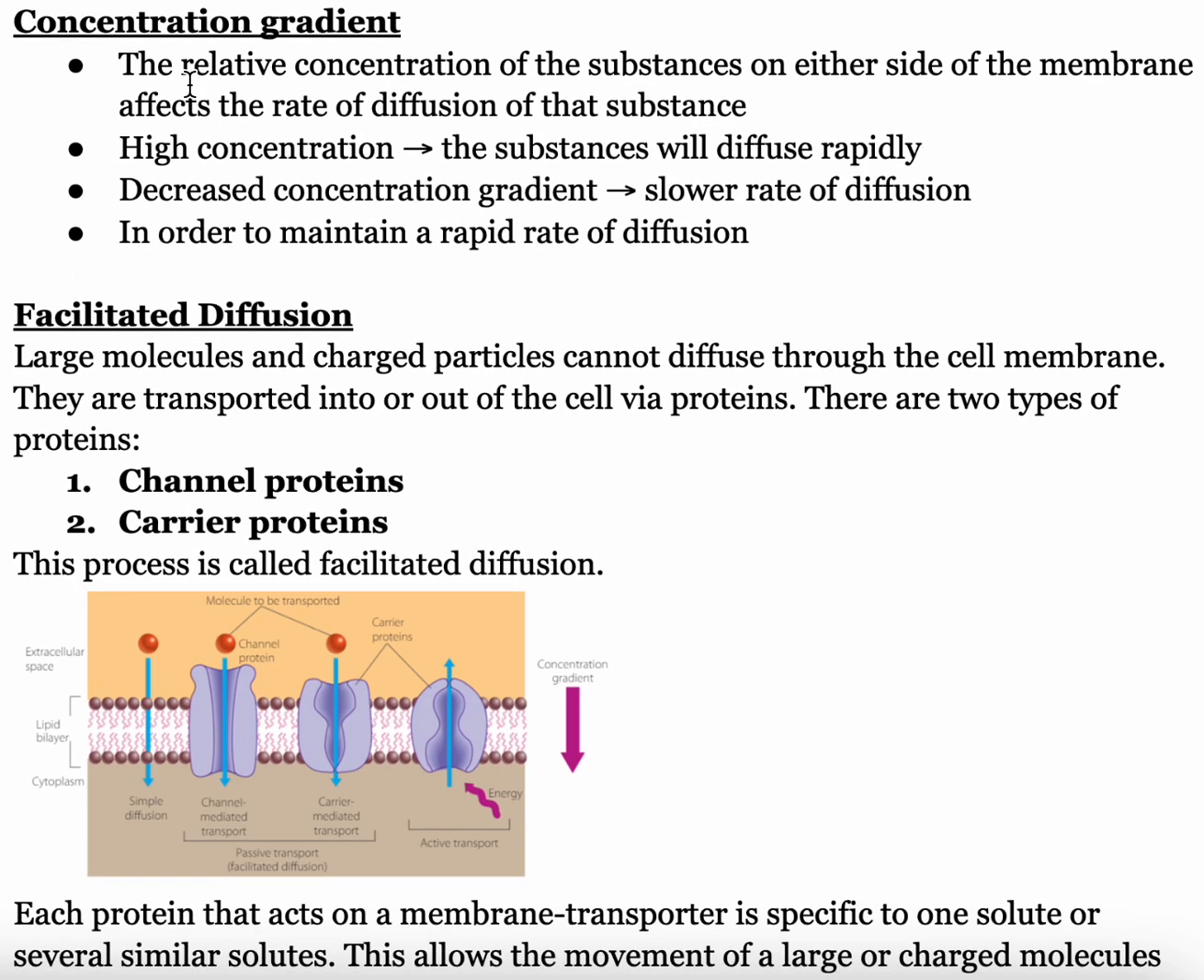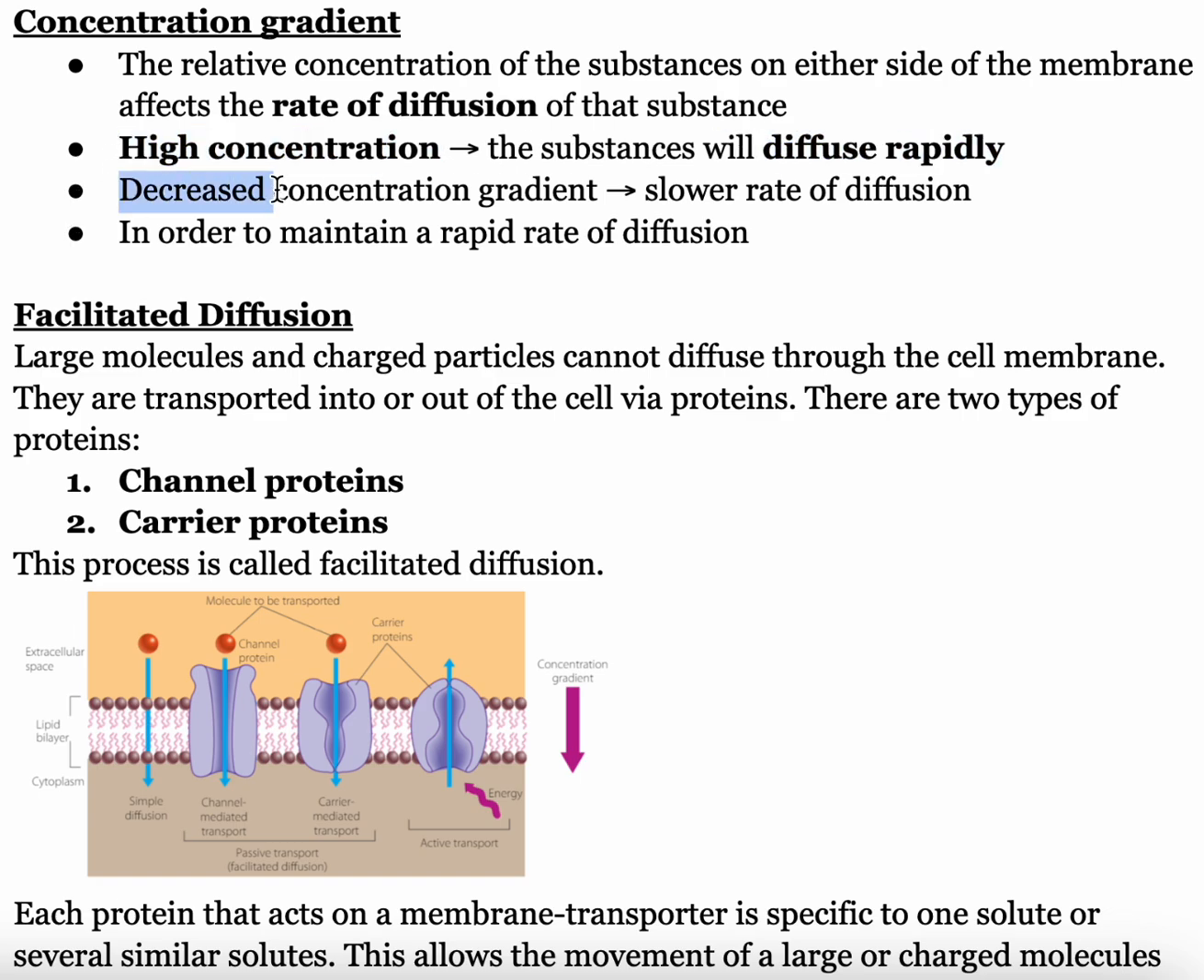Concentration gradient. The relative concentration of the substances on either side of the membrane affects the rate of diffusion. High concentration means it will diffuse rapidly because the concentration is higher. A decrease means it's a slower rate.